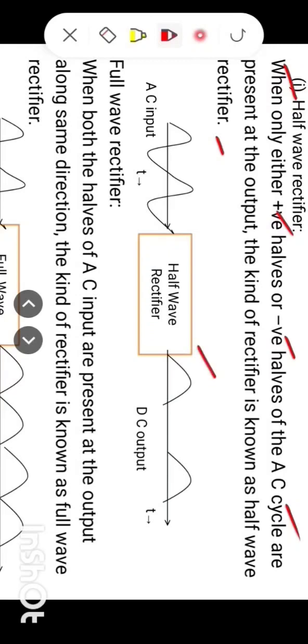So here you can see this is the block diagram of half wave rectifier where we have AC at the input and we have half wave, that is positive peaks at the output. So it is a half wave rectifier.